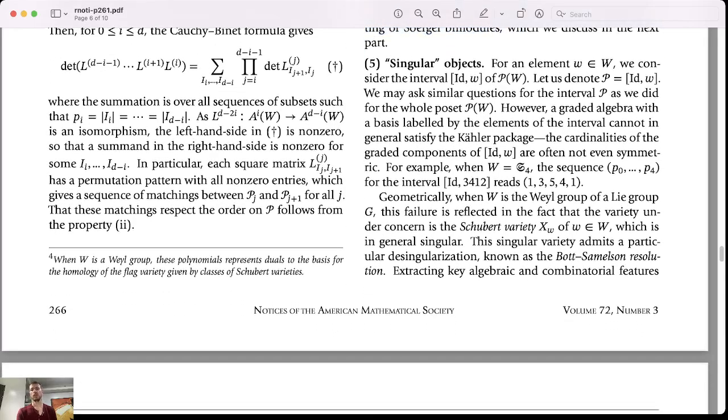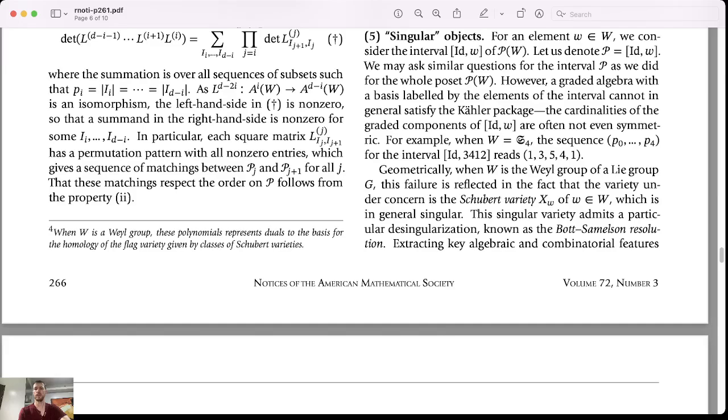Singular objects. For an element w in W, we consider the closed interval from identity to w of 𝒫(W). Let us denote 𝒫 equals the closed interval from identity to w. We may ask similar questions for the interval 𝒫 as we did for the whole poset 𝒫 of W.